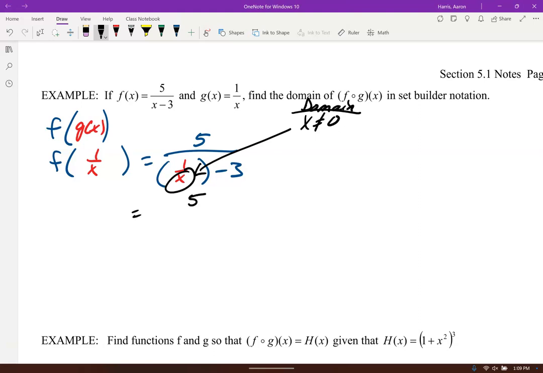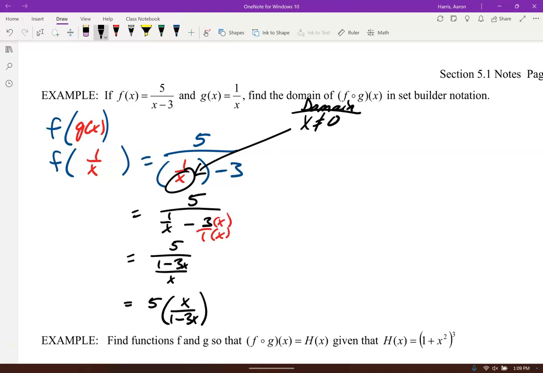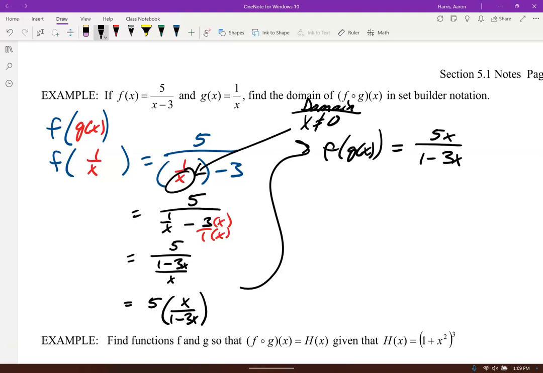So I have 5 over 1 over x minus 3. Get a common denominator here of x. So I have 5 over 1 minus 3x all over x. Now I'm going to multiply by the reciprocal, so x over 1 minus 3x, top and bottom there. So my f of g of x ends up being 5x over 1 minus 3x.